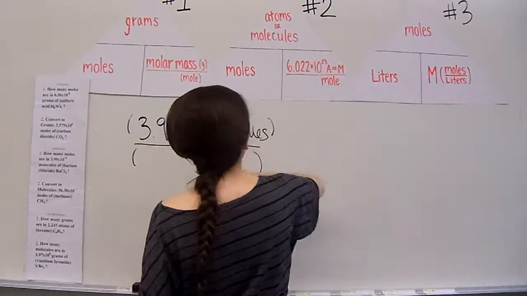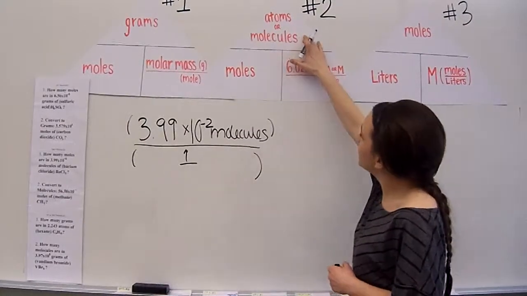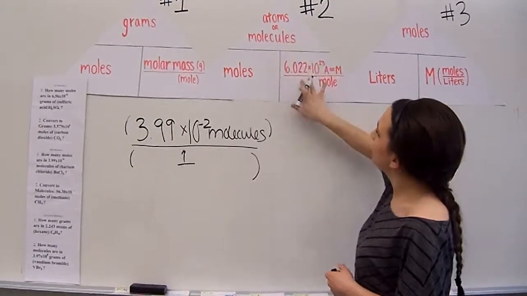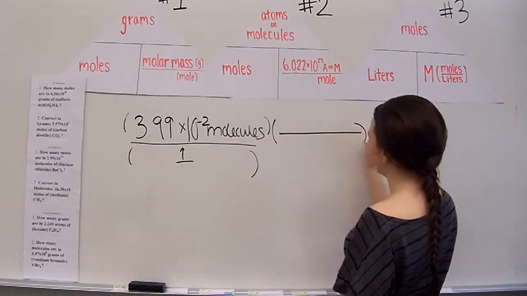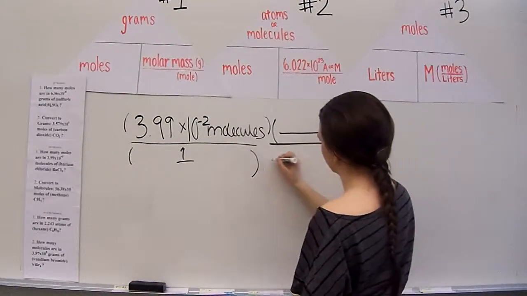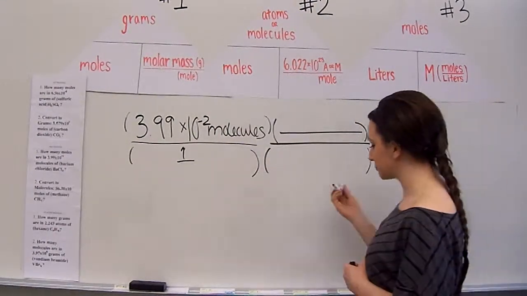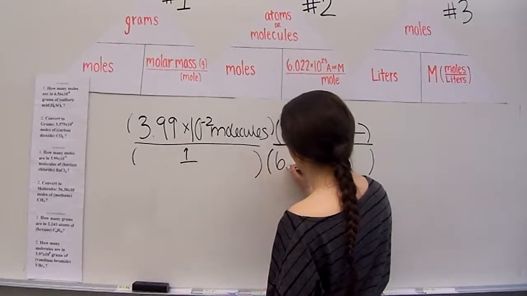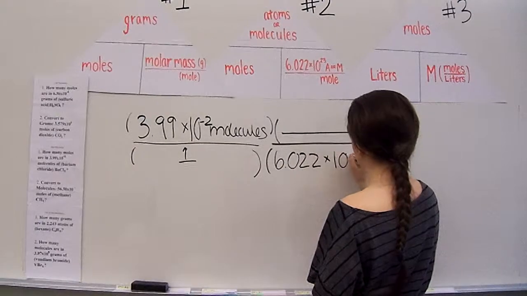And then next, you have to think, how do I get from here to moles? Well, you're going to divide by the constant term. We really don't need to write anything there, but that's just personal preference. You may want to. And we're going to write our given right here at the bottom, 6.022 times 10 to the 23rd.